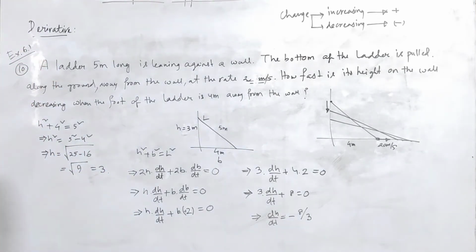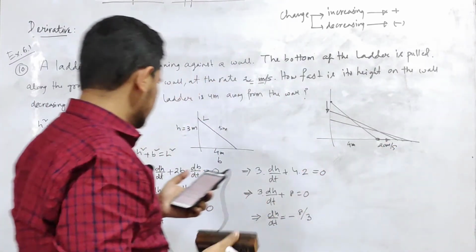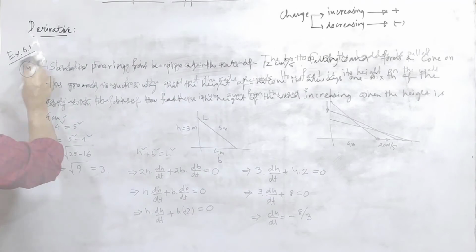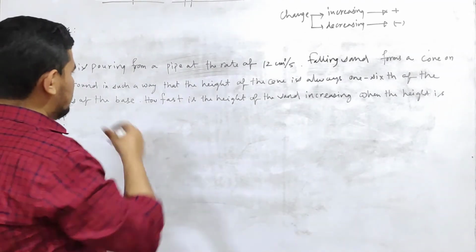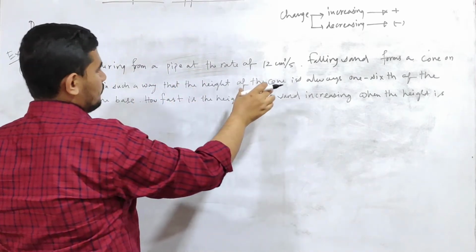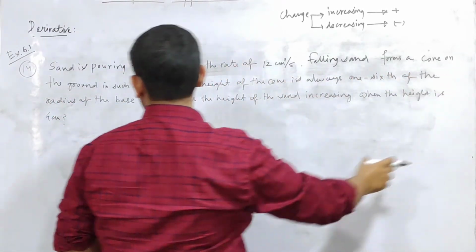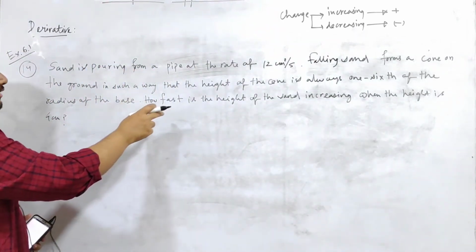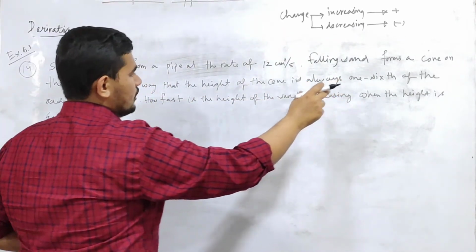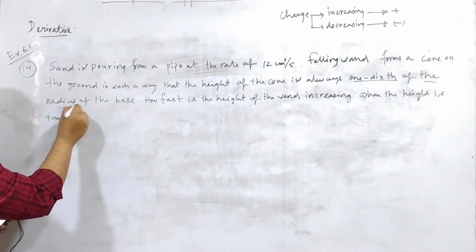Now I will solve another good question which is in the example. This is a sand problem. So this is a physical problem which states that sand is pouring from a pipe at the rate of 12 centimeter cube per second. So falling sand forms a cone on the ground in such a way that the height of the cone is always 1/6 of the radius of the base.